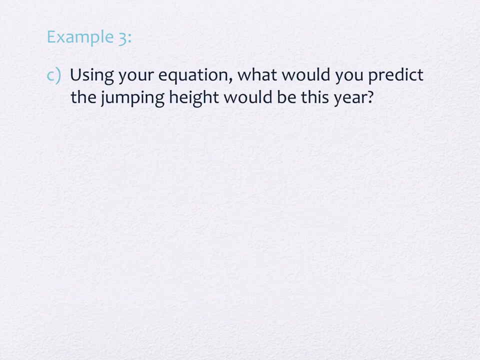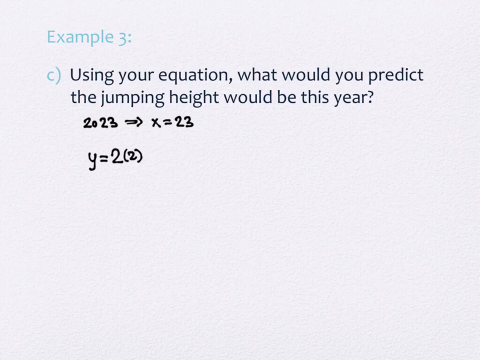Using your equation, what would you predict the jumping height would be this year? Well, what is this year? 2023. So 2023 would mean that we're using x equal what? 23. So we're going to do y equals 2 times 23 plus negative 58.5. And if you have a different slope value and a different y-intercept value, it's fine. Just use what you have. Don't use what I have. Use what you have.